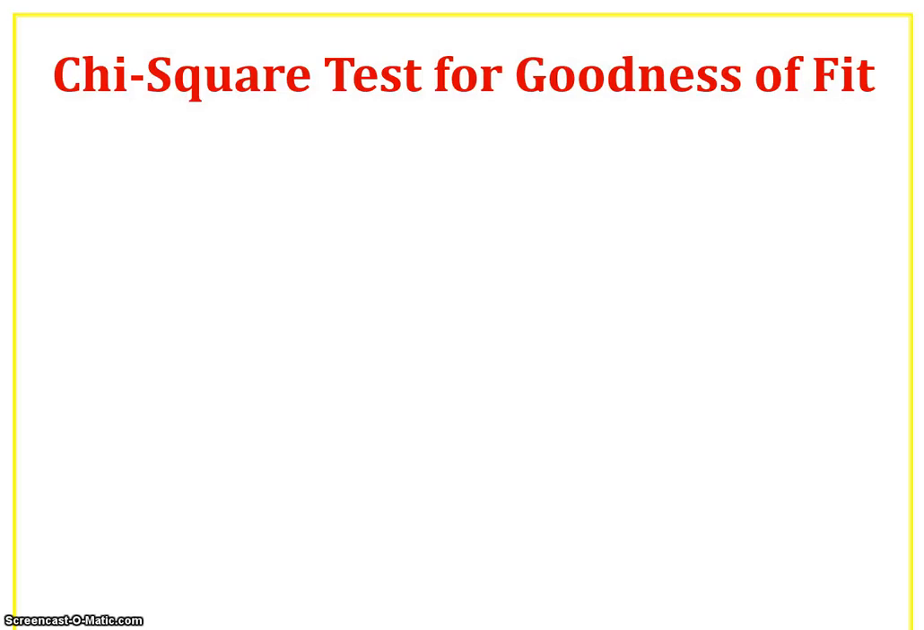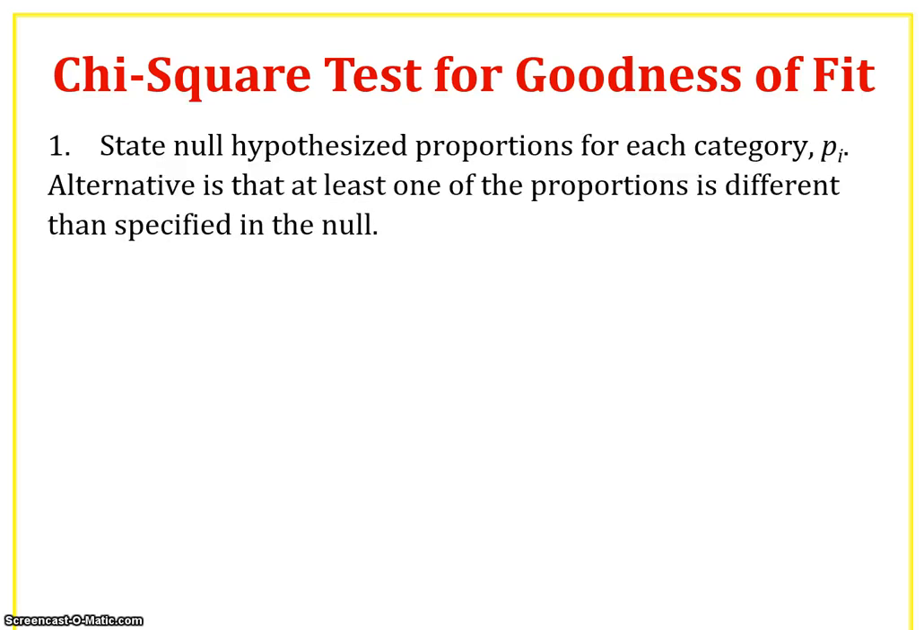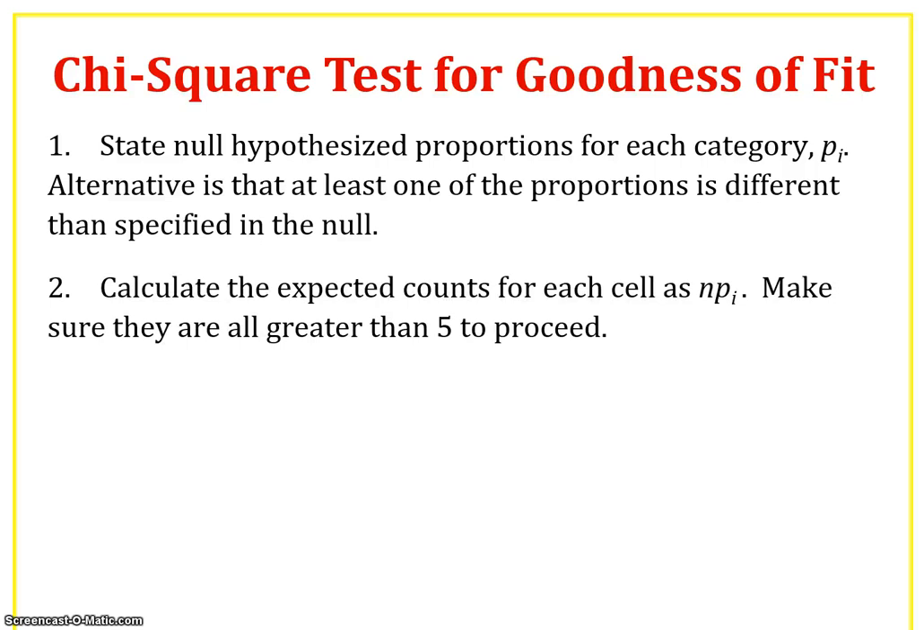So I'm going to summarize the process we use to do a chi-square goodness of fit test, and then we will go through an example. So the first thing we always need to do is state our hypothesized proportions for each category. The alternative is always going to be that at least one of the proportions is different than what was specified in the null hypothesis. The next thing we need to do is calculate the expected counts for each cell using n, the sample size, times p sub i, and then make sure they're all at least 5 so that we know we can use a chi-square.